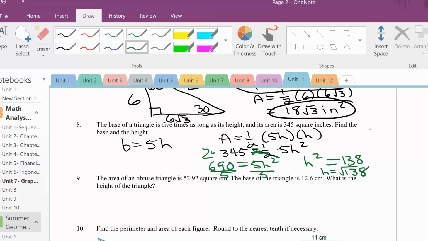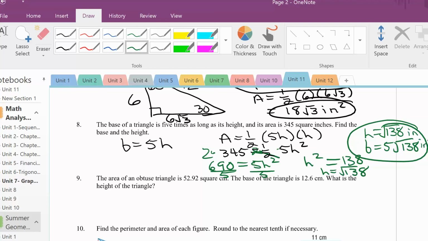I mean, when you simplify, so therefore the height is the square root of 138, and the base, remember, is 5 times the height, so it's 5 times rad 138 inches.